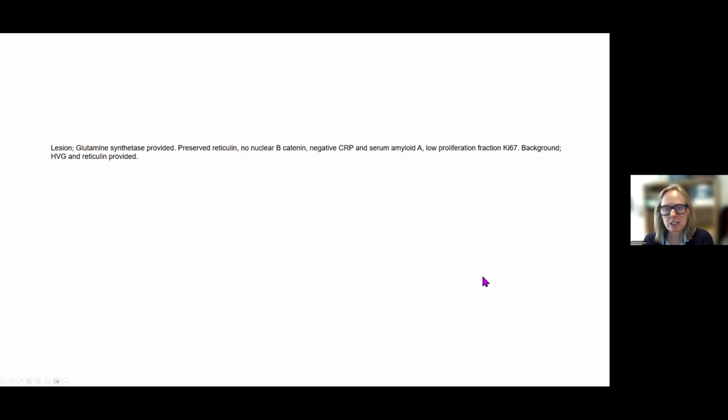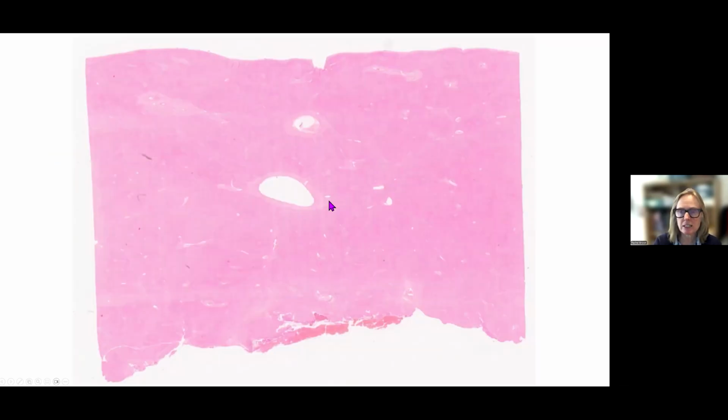So let's take a moment with the background liver here, and there was a collagen and reticulin stain provided. So here it is. Not much to comment on at very low power, except to say it doesn't look cirrhotic. So this is a lesion that has arisen in a non-cirrhotic liver.